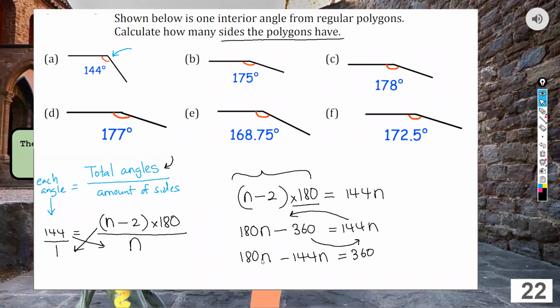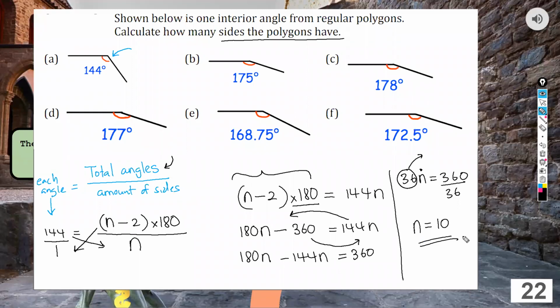How much is 180 minus 144? 180 minus 144 will give us, I'm going to run out of space here, 36n. And this is equal to 360. We want to solve for n. This 36 is a multiply, throw it across, we get a divide. So n is what? Not 360. n is 10. Now, a lot of people got 10, but I noticed some people did not get 10.